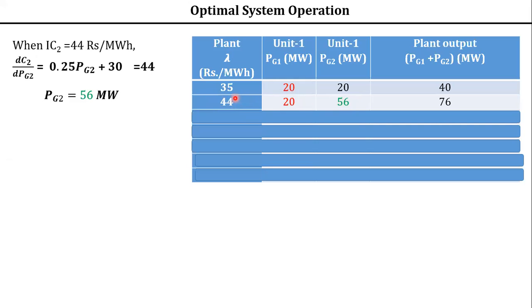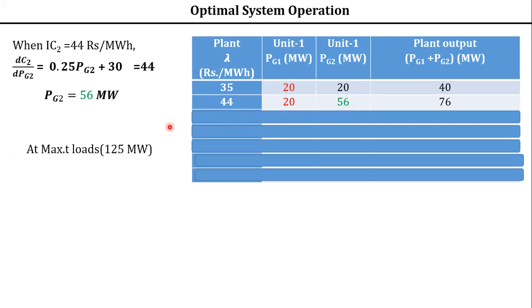Now I am taking a different value of lambda, lambda equal to 50. What is the load on unit 1? What is the load on unit 2? I will be calculating using the given equations of IC1 and IC2 in the problem.